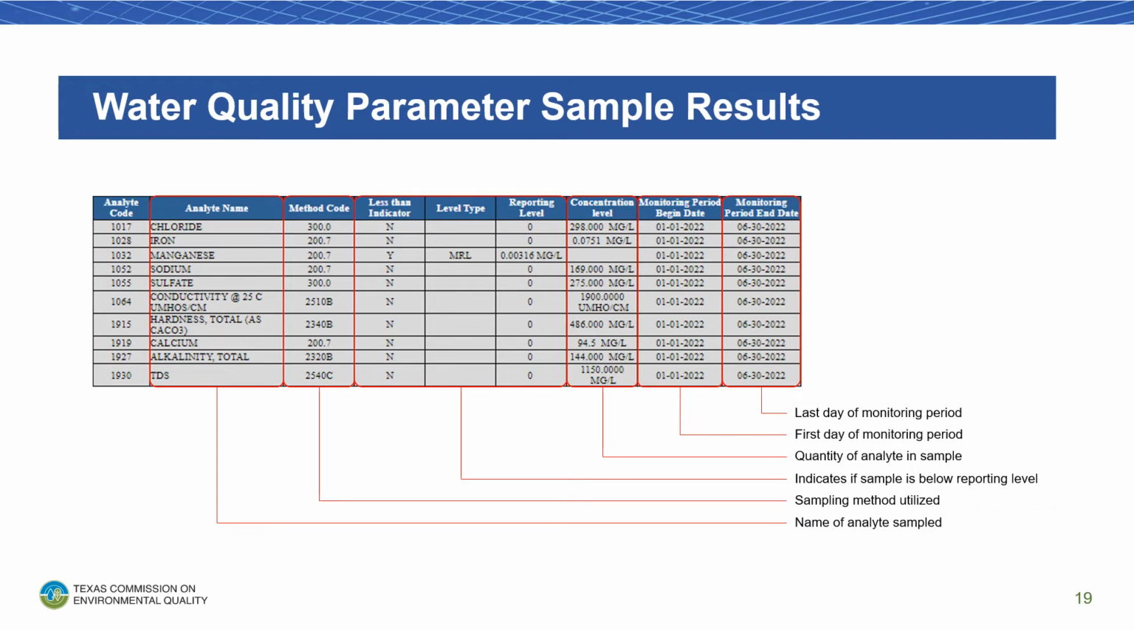If these fields are blank or have a 0, that indicates that the sample result was not below the method reporting limit. The sample quantity will instead be listed in the next field, labeled concentration level. Concentration level provides the amount of analyte present in the sample, if it is above the method reporting limit. Monitoring period begin date and monitoring period end date provide the first and last day of the monitoring period in which the sample was taken.